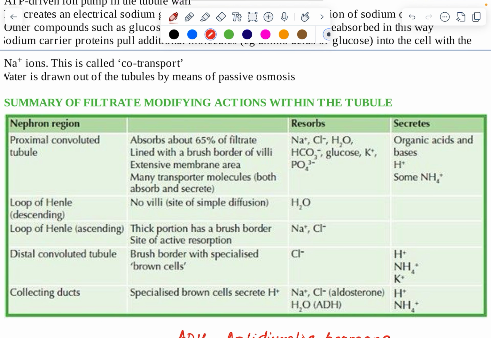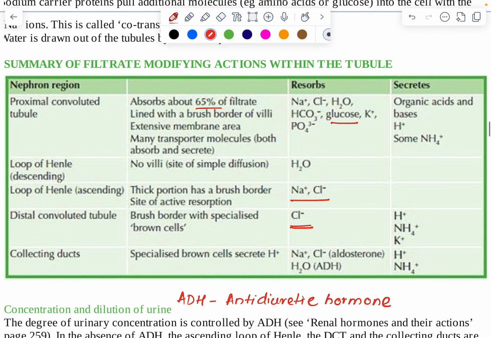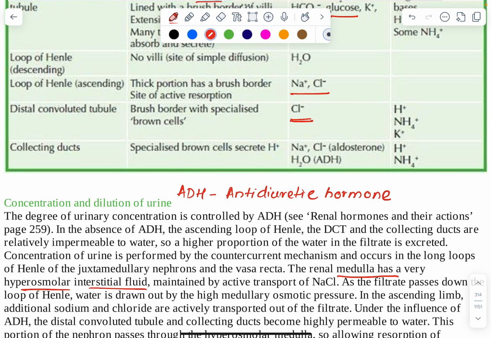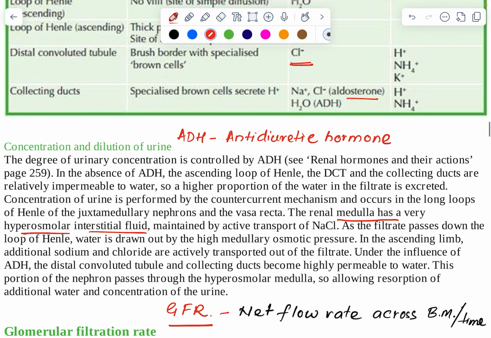Summary of filtrate modification. The proximal convoluted tubule absorbs 65% of the filtrate. It has a brush border of villi, and transporters both absorb and secrete. Sodium, chloride, water, and glucose are all absorbed, and organic acids are reabsorbed. In the descending loop of Henle, water moves by simple diffusion. In the ascending loop of Henle, again sodium and chloride. The distal convoluted tubule handles chloride, and the proximal convoluted tubule has glucose co-transport. At the collecting duct, aldosterone acts to absorb sodium and chloride as well as water.